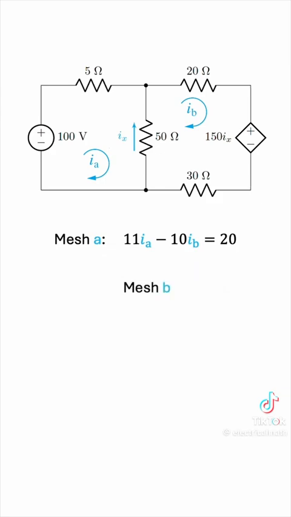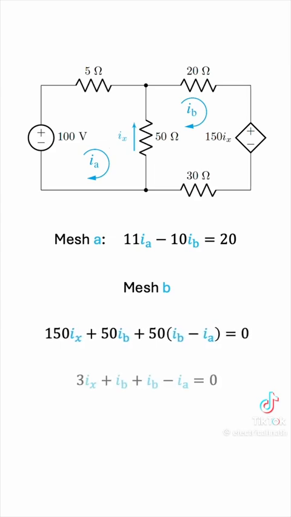We have positive 150 IX. Now we have a 20 ohm resistor and a 30 ohm resistor in series, so this will be 50 times IB. And again, the 50 ohm resistor hanging in the middle is common to both meshes. Remember, your mesh minus other meshes. So 50 times (IB minus IA) this time. We're done, so this must be equal to 0.